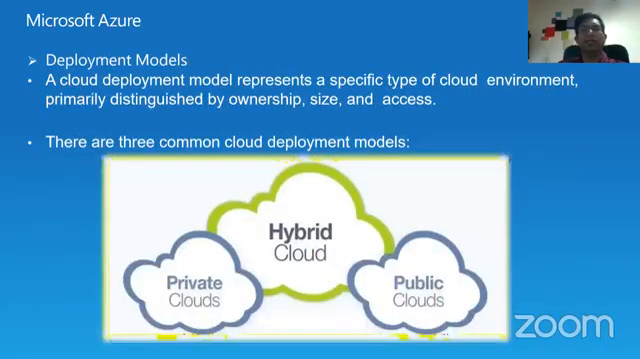Okay. Now there are three different types of deployment model: public cloud, hybrid cloud, and private cloud. Public cloud, like Azure, is publicly open, so anyone can sign into Azure or maybe AWS or GCP, Google. So these are the public clouds.